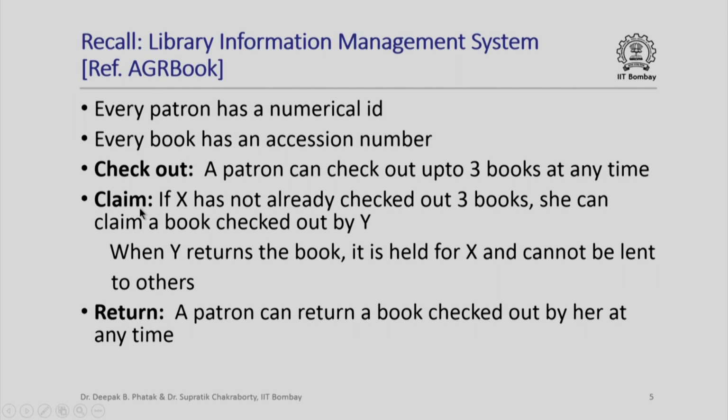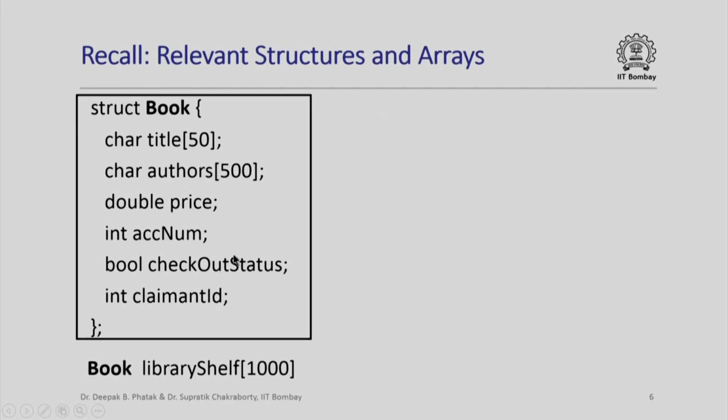What is a claim? If patron X has not already checked out 3 books, then we will allow her to claim one book that is checked out by another patron Y, and when patron Y returns this book, it is going to be held for patron X and not lent out to others. And of course, the return functionality is that a patron should be allowed to return a book that she had checked out sometime earlier.